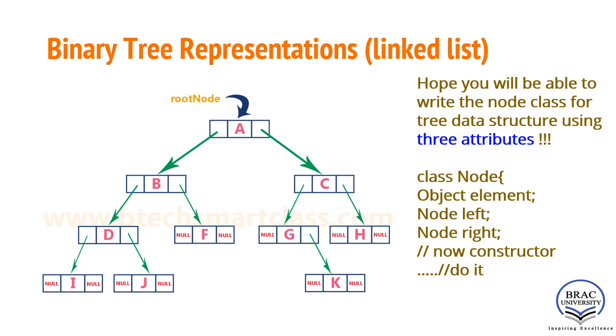About the constructor, I hope you can construct it, and that will not be a problem for you. So after completing this node class, you need to create nodes, that is node root equal to new node, then you need to pass the values. After creating all the nodes, you need to mention definitely the links, that is if the name of this node is root node or r, then r dot left equal to this node, r dot right equal to this node, and so on.